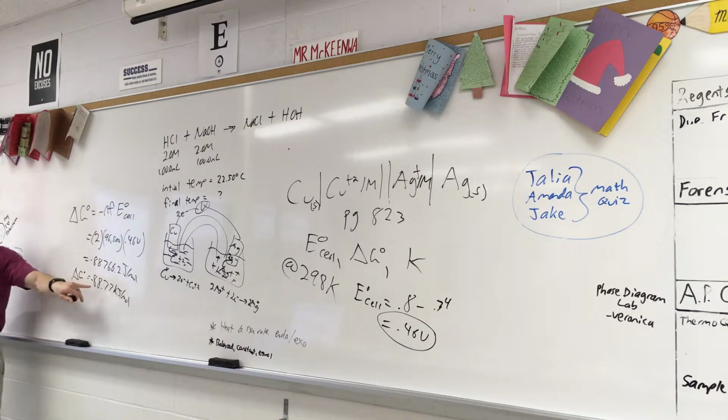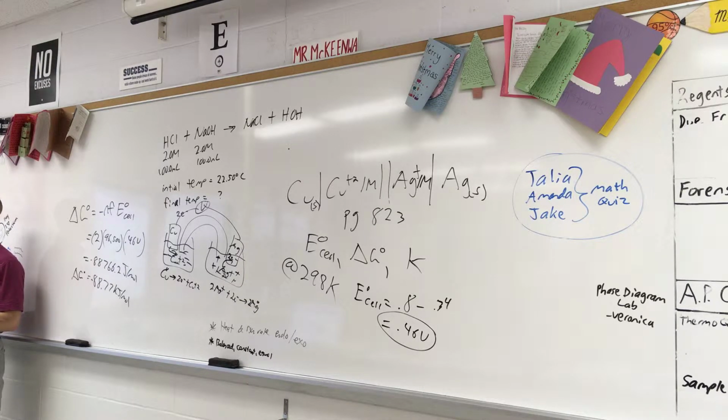Now, since this is thermodynamically favorable, what should K be? Let me rephrase that. Should K be greater than 1, 1, or 0? Greater than 1. It can't be 0. It favors products.